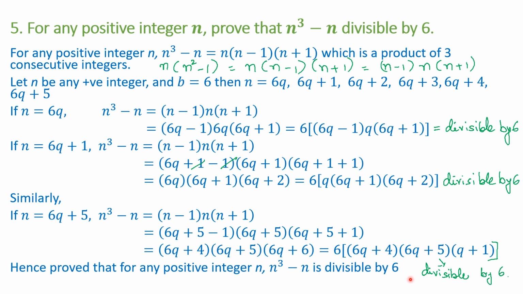You can take any example and you can see that for any positive integer. So suppose I am taking n is equal to 3. Then my n cube minus n is going to be 3 cube, that is 27, minus 3. 27 minus 3 is equal to 24, and you can see this is a multiple of 6, divisible by 6. Is that clear to you?